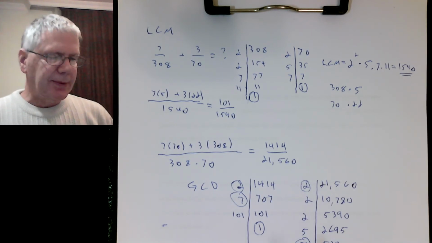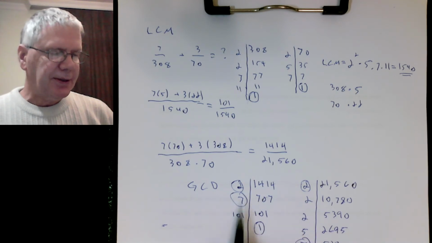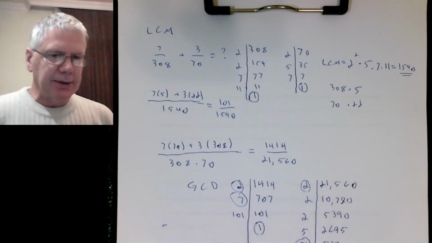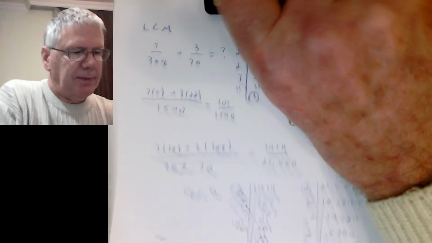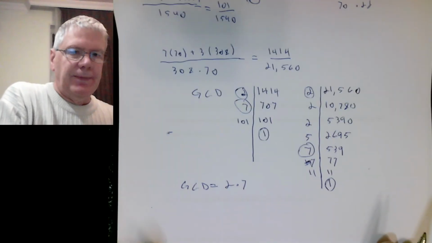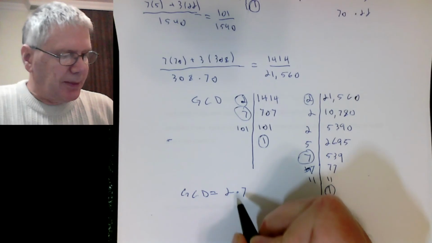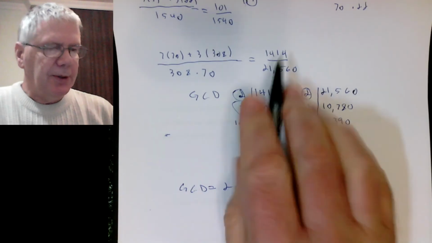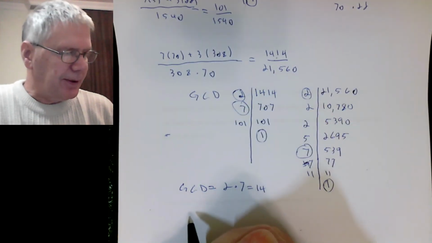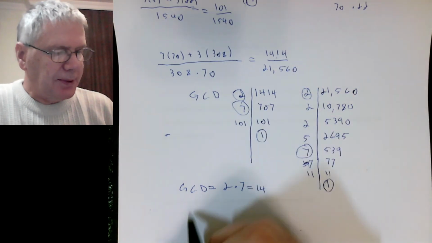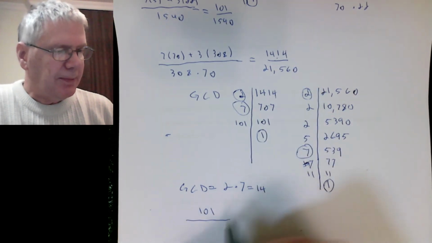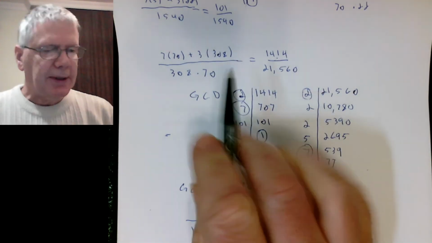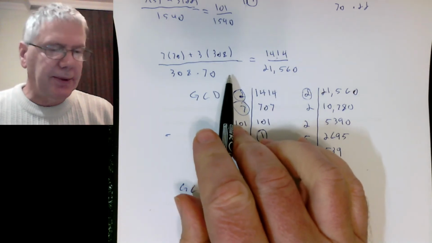And actually, once we know that there are only these three factors, we could just try these three in the larger number. But I want to go through the whole methodology here. Our greatest common divisor is going to be 14. And that means I can divide my numerator by 14 and my denominator by 14. And if I go ahead and do that, the top you'll get 101, and on the bottom you'll get the 1540.